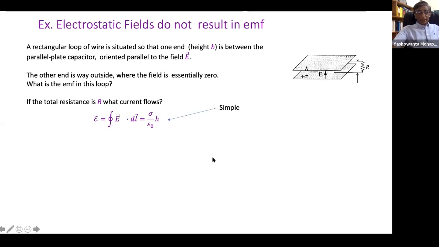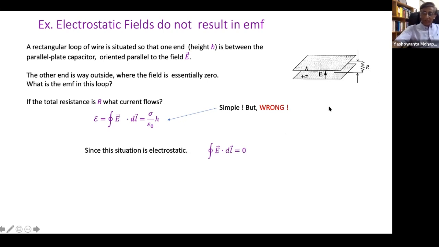Now that's simple but wrong. Why is that? Precisely because, as we said, the situation is electrostatic. And for electrostatic, we know the integral of E dot dl is equal to 0. So why is it not sigma by epsilon naught into h? And how is it that E dot dl is equal to 0 here?